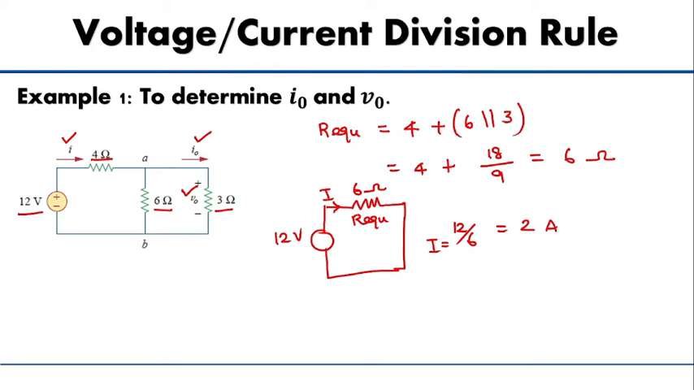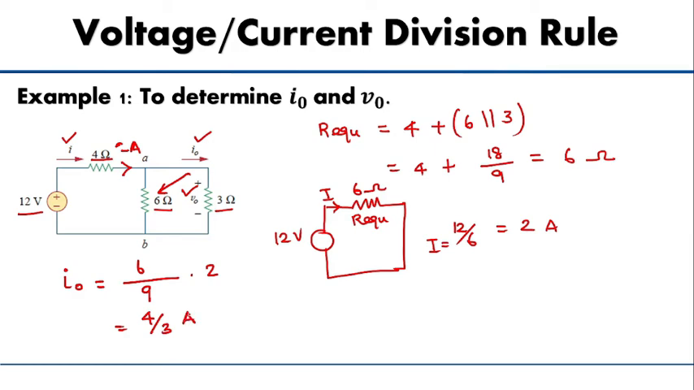Now we need to find out I naught, which is the current flowing through the 3 ohm resistor, and the voltage V naught across the 3 ohm resistor. In order to calculate that, the total current flowing here is 2 ampere, and therefore, according to the current division rule, I naught is equal to the opposite resistance 6 ohm divided by the total resistance 6 and 3. It gives you 6 over 9 into the total current, which is 2, therefore 4 by 3 ampere.